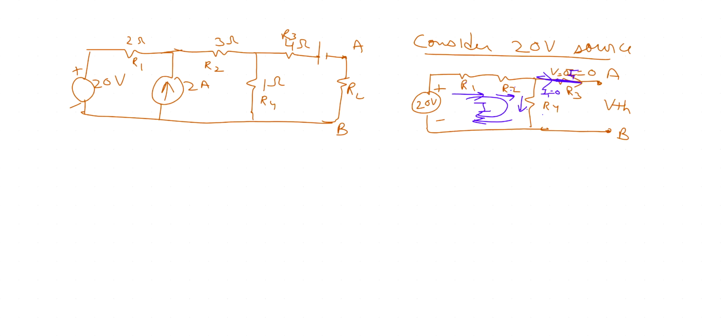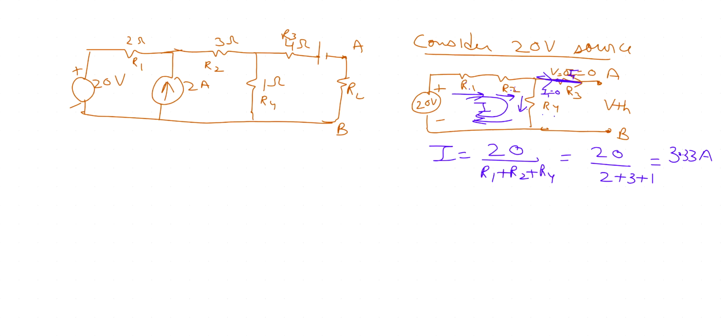So the current I will be 20 volt divided by the total resistance of R1, R2, R4 in series. So 20 volt divided by 2 plus 3 plus 1. So this gives me 20 divided by 6. So let's do the math. 20 divided by 6 gives me 3.3 ampere. So 3.3 ampere is the current.